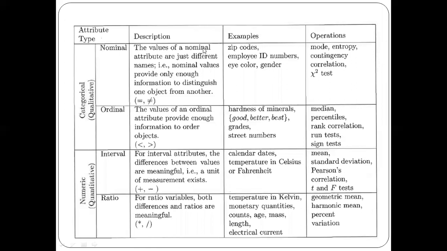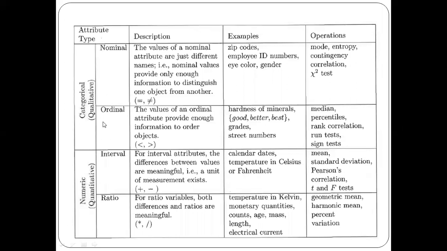And then zip code. Zip codes of the cities will also be different. And then eye color and gender. All these are nominal attributes here. They will be in the form of strings. And then the operations are mode, entropy, and then contingency, correlation, and chi-square. These are the operations we can perform on the nominal attribute.